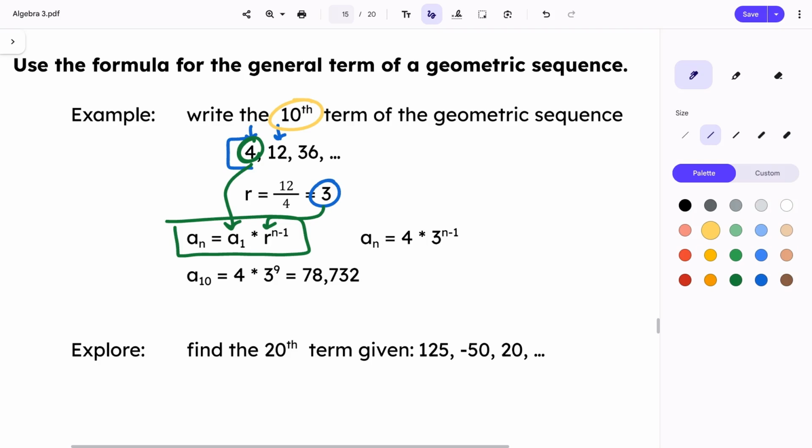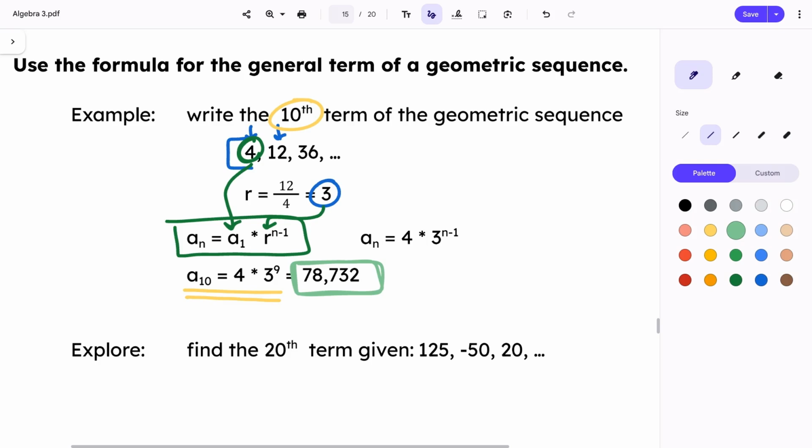So they plug that in here. Right here's them plugging it in. 4 is that first term times 3, which is the common ratio. It's raised to the 9th power because it's N minus 1. So 10 minus 1 is 9. And then you just type this into your calculator and you get this answer.